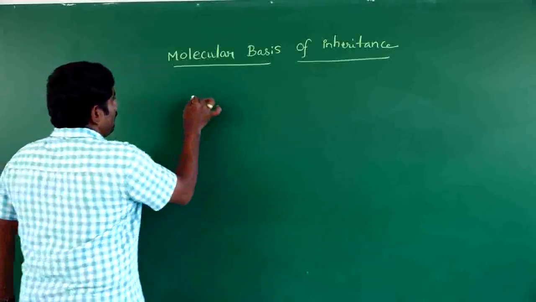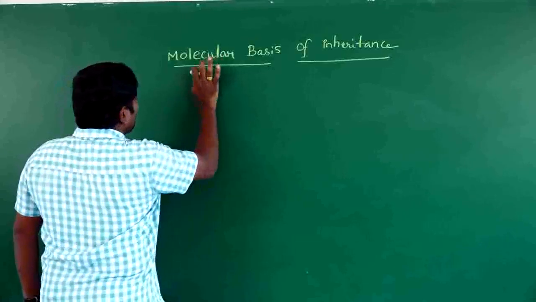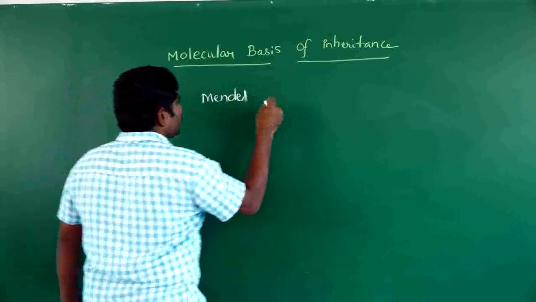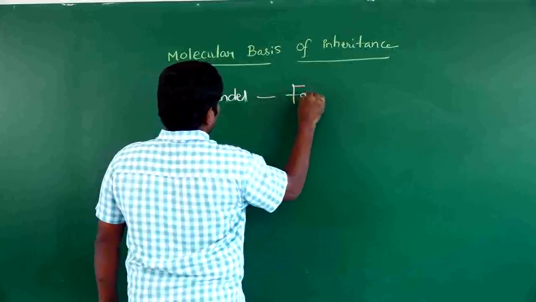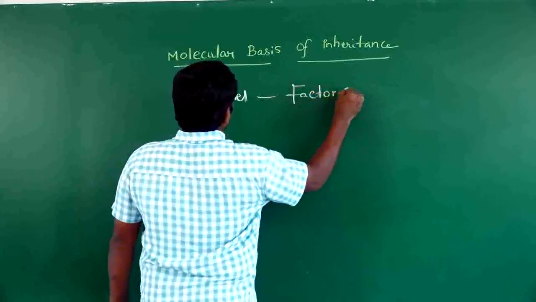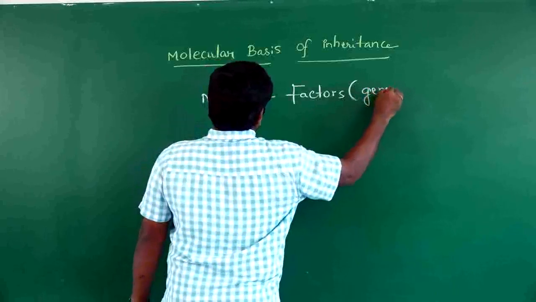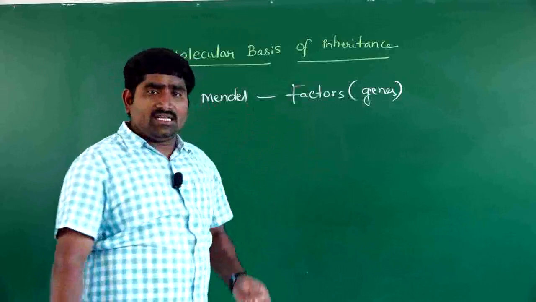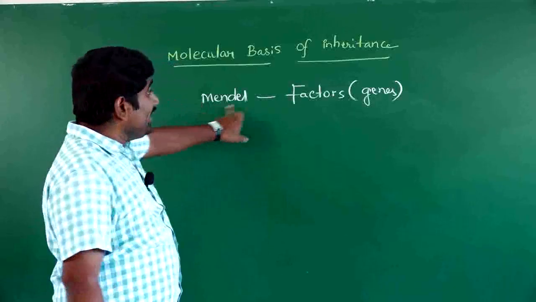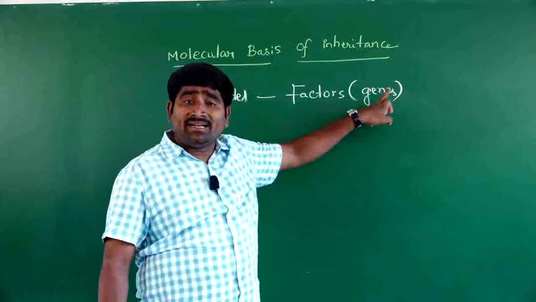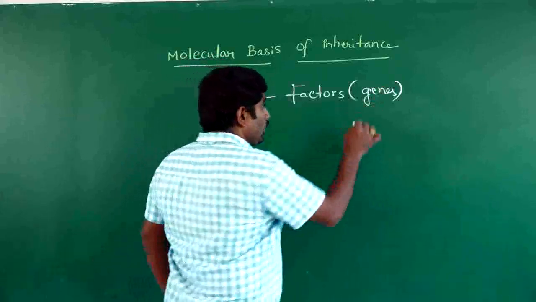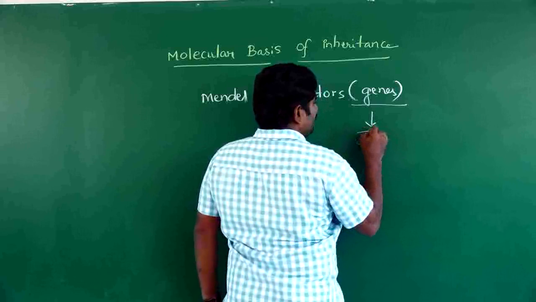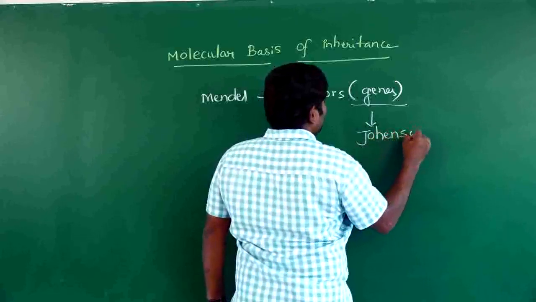So now, Mendel used the word factors for genes. We know that genes are responsible for inheritance. But Mendel did not use the word gene. The word gene was proposed by Johansen.